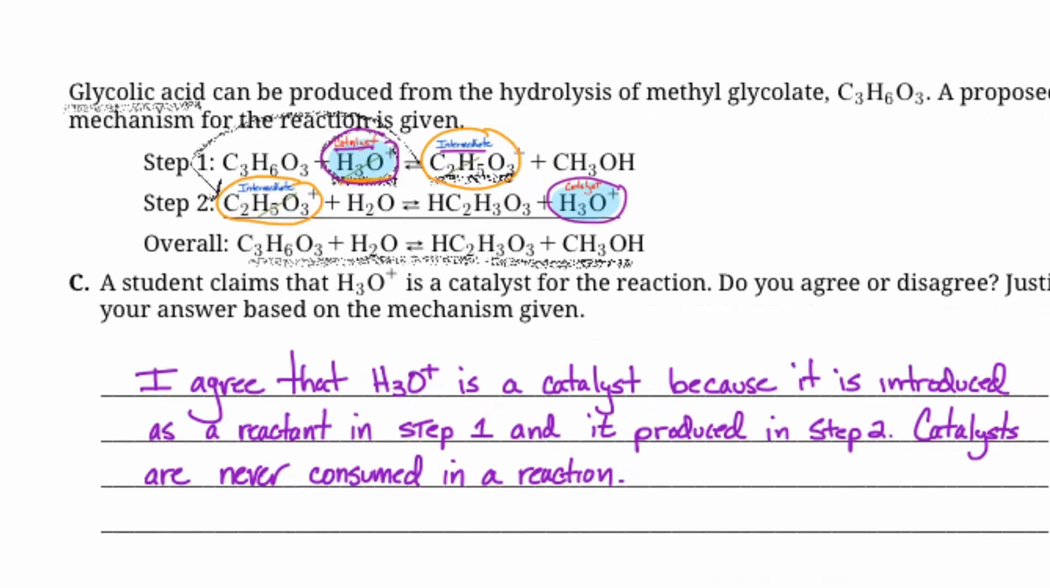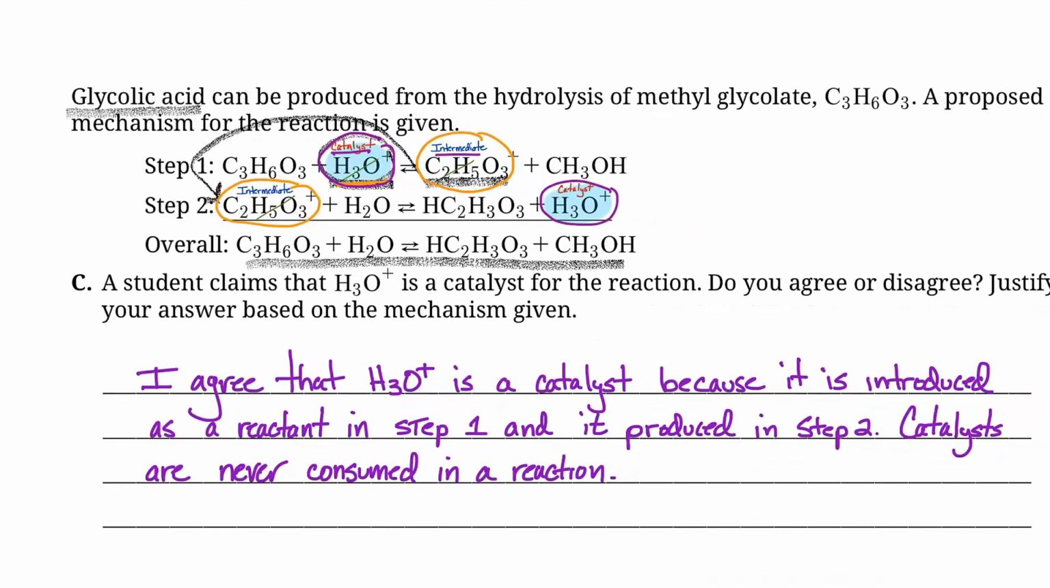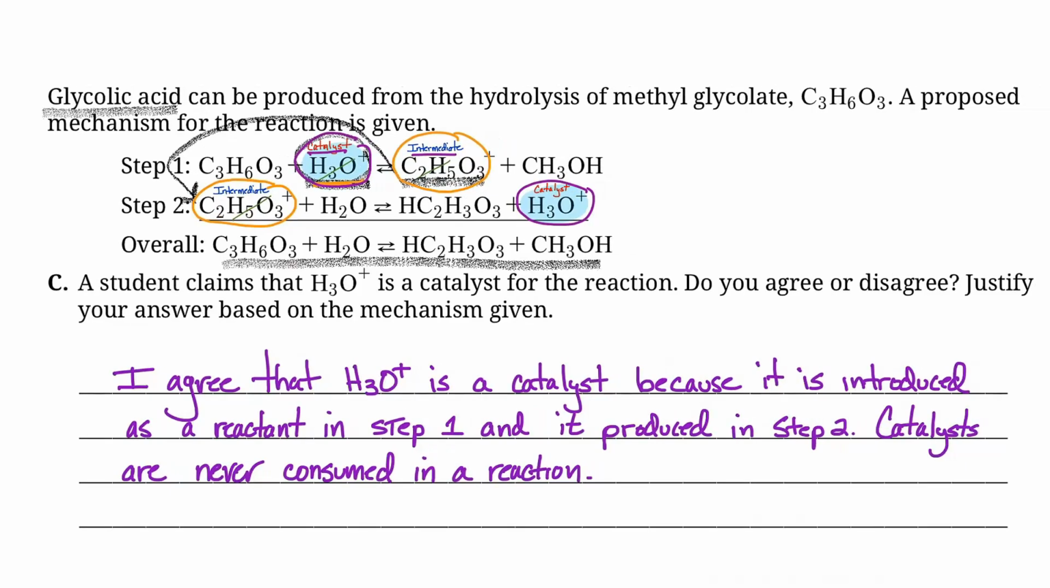So I kind of say that here. I agree. And again, here comes the agree or disagree kind of question. And I said agree. Make sure that you answer that the H3O plus, the hydronium ion, is a catalyst because it is introduced as a reactant in step 1 and is produced in step 2. That to me is important to say so that you don't misinterpret it to be an intermediate, which is produced in a step, but then is a reactant in the subsequent step, because intermediates are linked. And to me, what makes this a winning answer, we all want to win, is that catalysts are never consumed in a reaction. That's important to recognize, that they're reproduced.